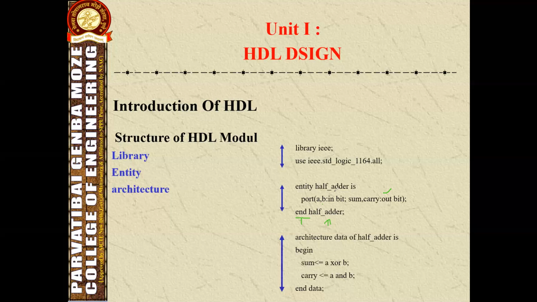Here we started the entity with the name half adder, and then declared the ports. After declaring the ports, we complete with a semicolon. After the semicolon, end half adder should be written. After executing this instruction, the entity part is complete. The carriage return written in between statements does not convey any information. It is the semicolon that signals a new statement. The semicolon is nothing but a signal that the next statement is new.